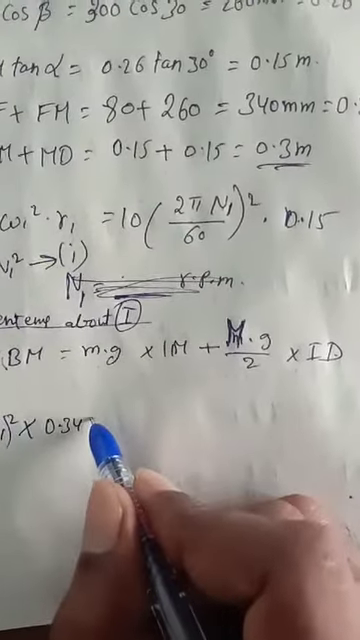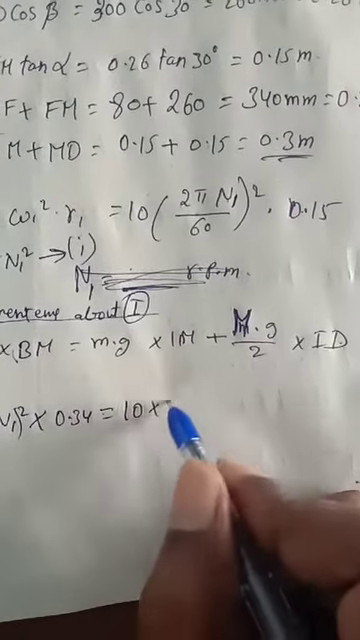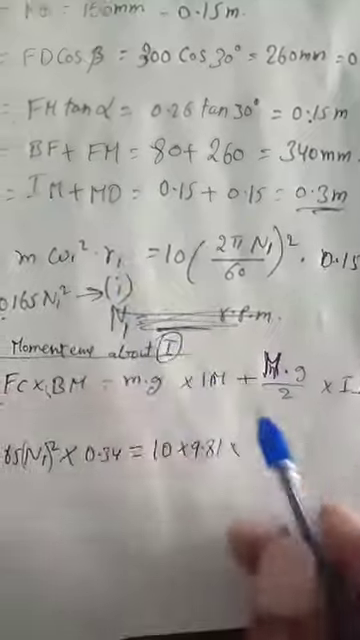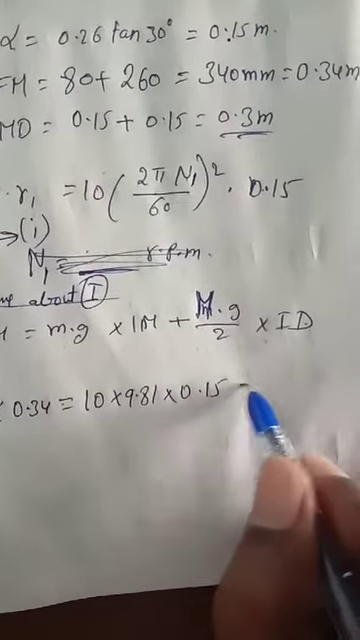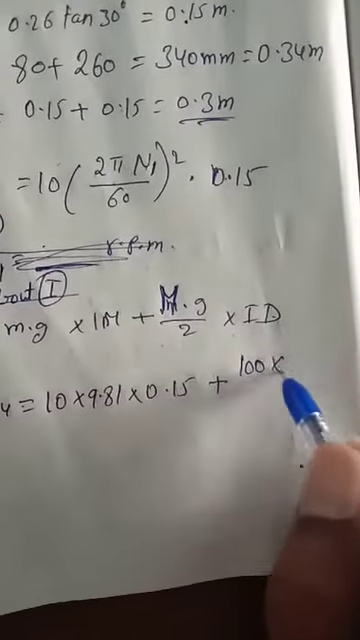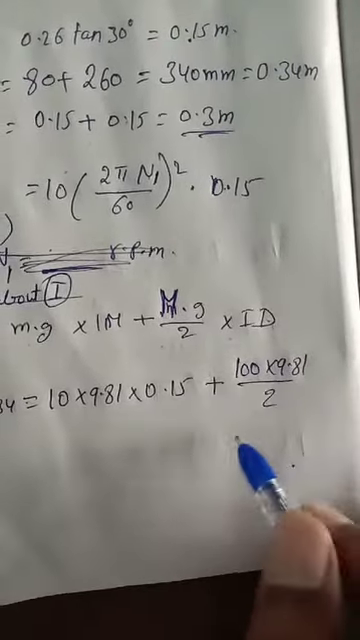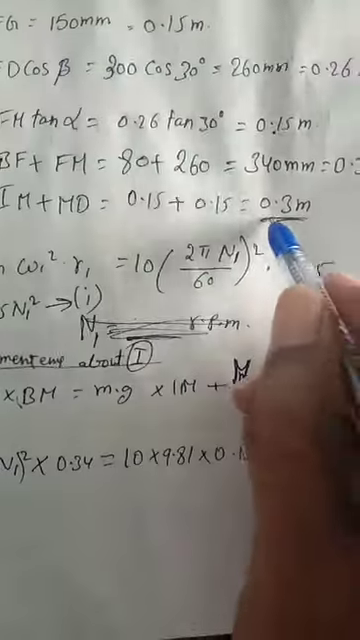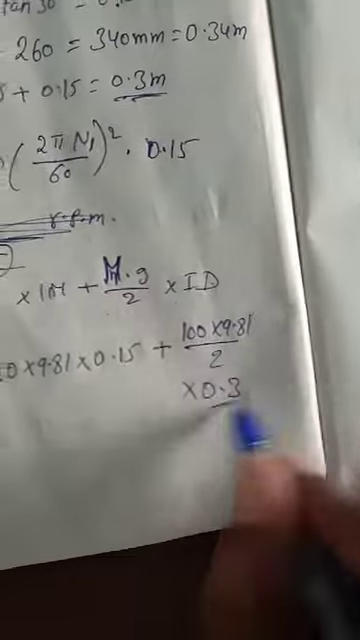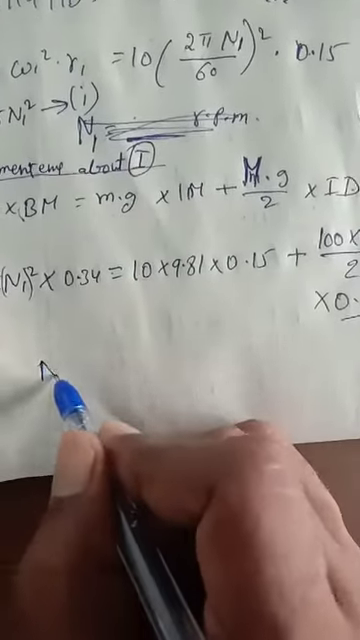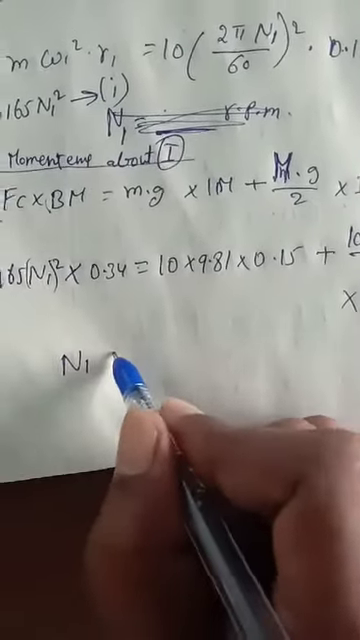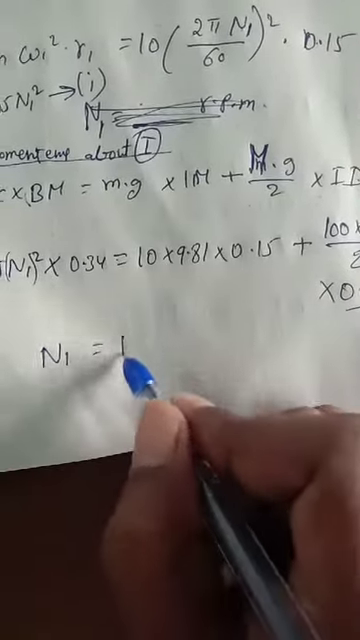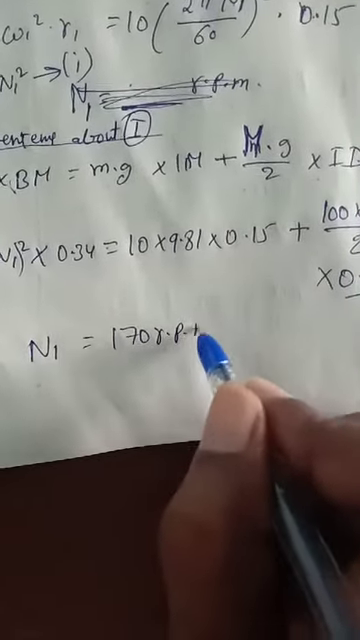And m is 10, g is 9.81, and IM is 0.15 plus capital M is 100 into 9.81 divided by 2 into ID, which is 0.3. And then you can solve this. The only unknown is n. So we find n is 170 rpm.